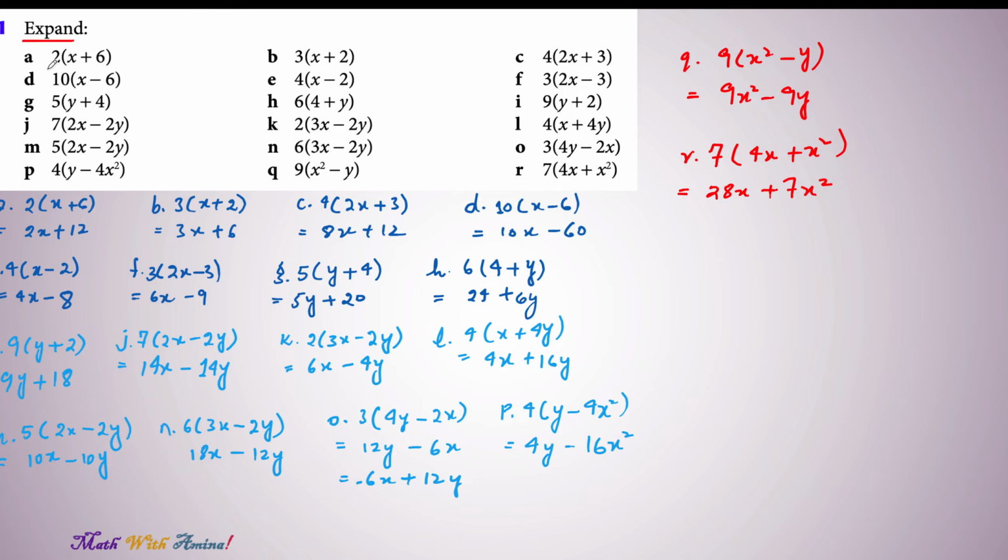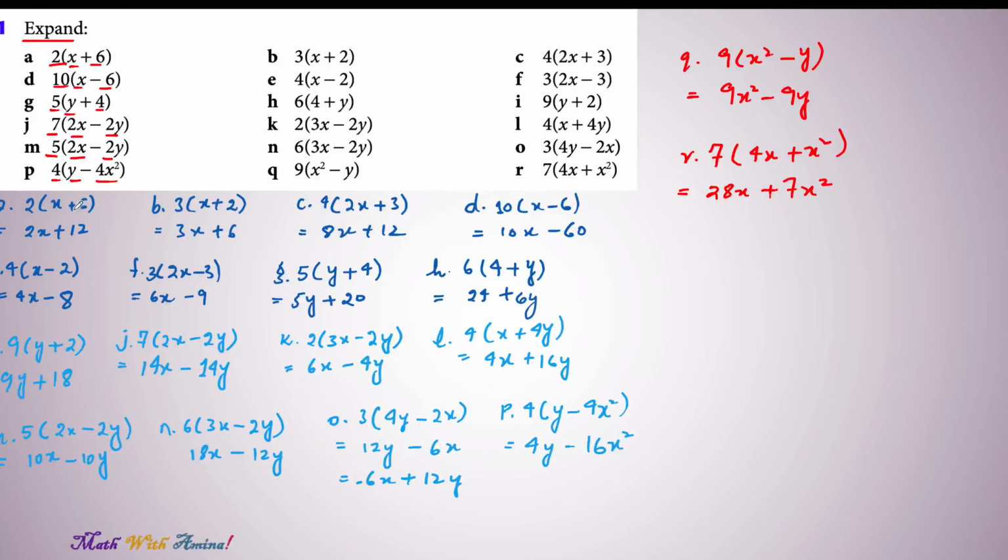So in here, the outside terms are 2, 10, 5, 7, 5, 4, and you can check the other expressions as well. And the inside terms are x and 6, x and minus 6, y and plus 4, 2x and minus 2y, 2x and minus 2y in here, y and minus 4x squared, and so on.